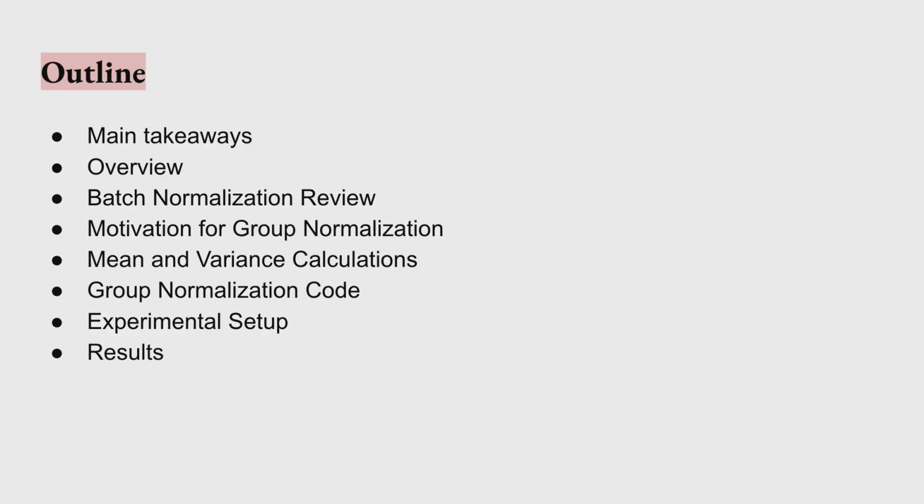Here's my outline. I'm going to start with main takeaways. Then I'm going to do a high-level overview that focuses on the abstract and introduction. I'm going to go through batch normalization review very briefly. I did not read the full paper, but I understood enough of it that I can explain some of the key concepts. I'm going to then introduce the paper's motivation for group normalization, walk through the different mean and variance calculations for different normalization methods, give some screenshots of what the group normalization code looks like, talk about their experimental setup, and then end with results.